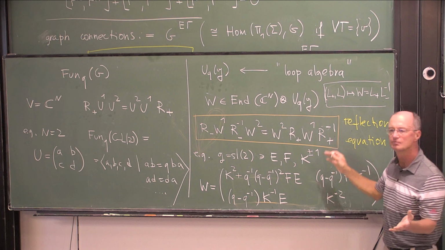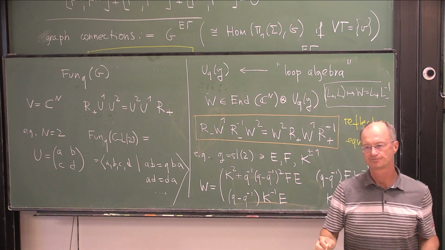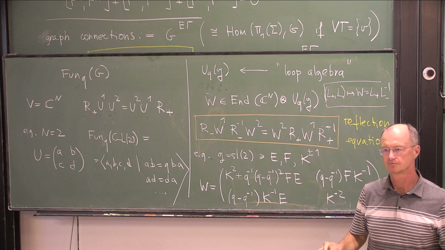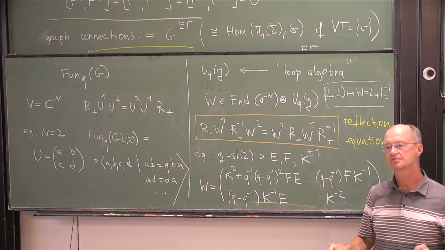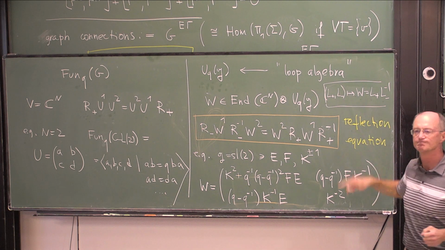That Poisson bracket. This version of U_q(G) has the property that if you put q equal to 1, you don't get U(G), but you get this. Yes, you're going to get this. Okay. That's right.